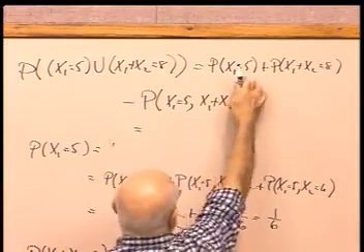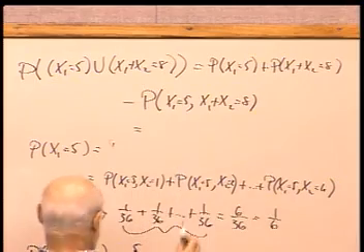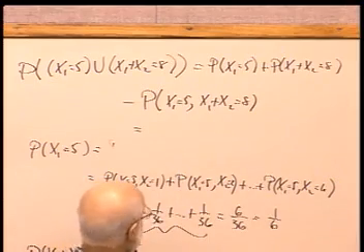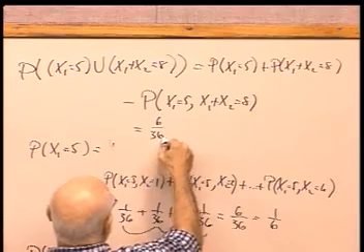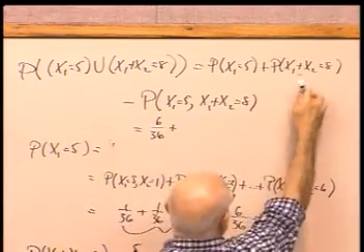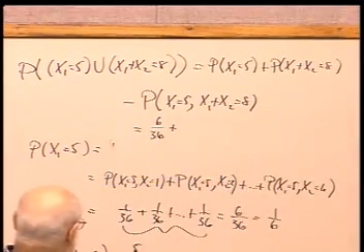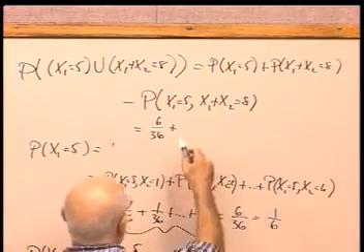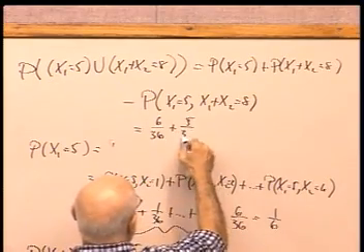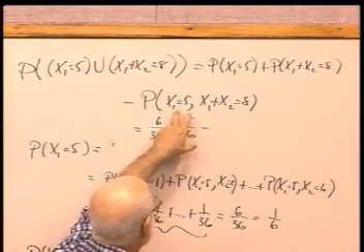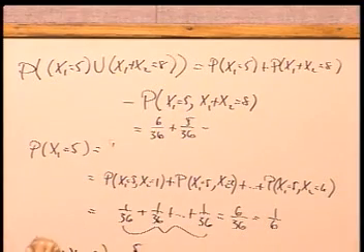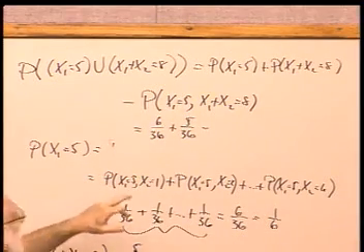This is the probability that x1 is equal to 5, which is 6 over 36. And here we have the probability the sum is equal to 8. Well, that is equal to 5 over 36. And now I have to subtract the probability that x1 is equal to 5 and x1 plus x2 is equal to 8. Now, that's an intersection.